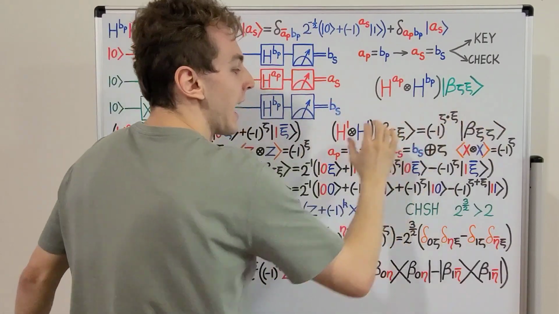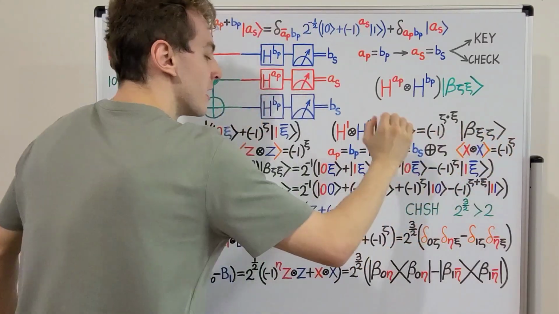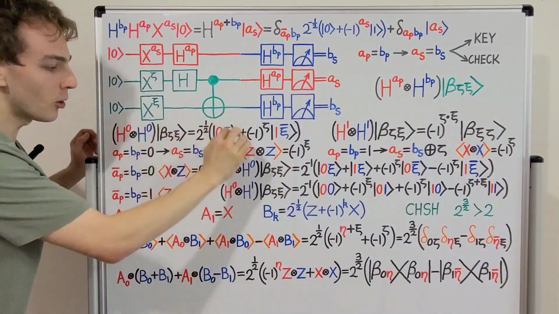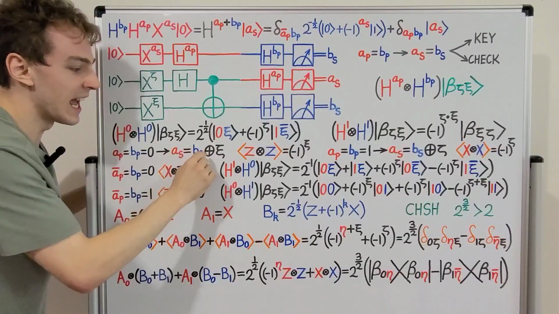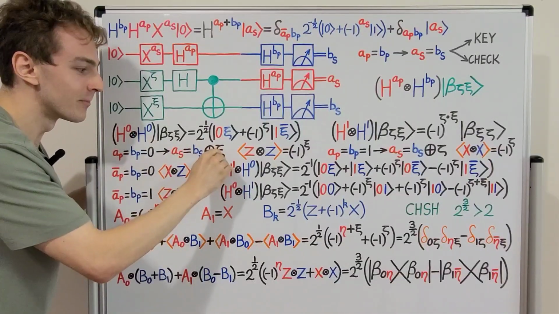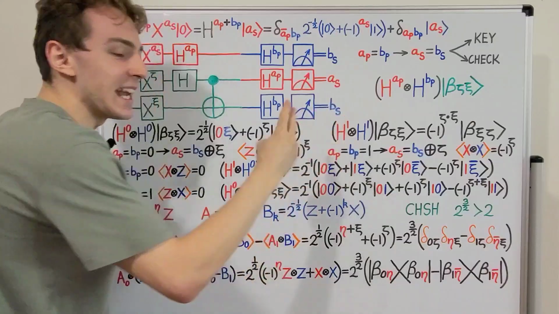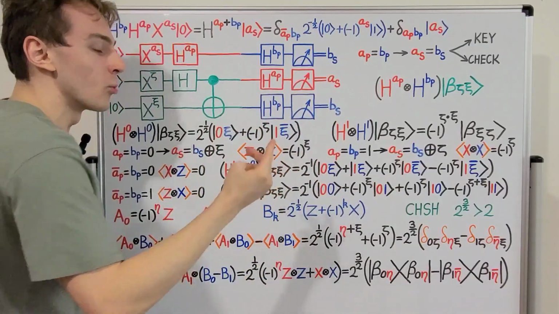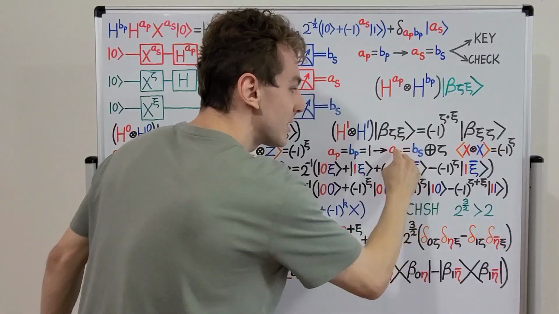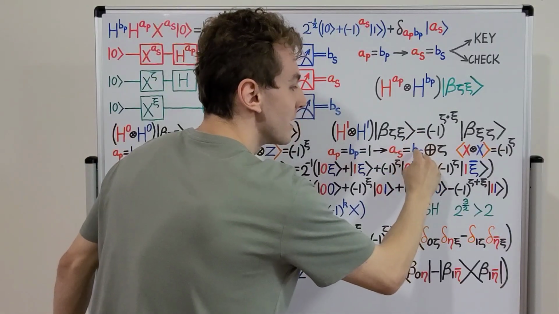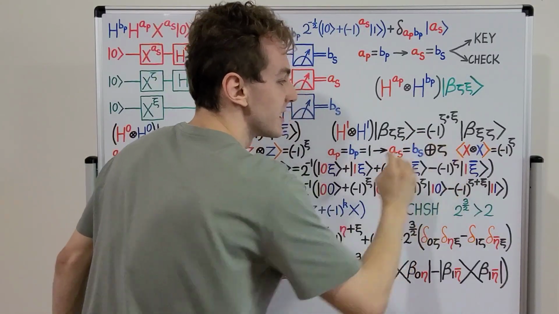Now let's have a look at a different perspective. In this part over here, we saw that Alice's secret bit is equal to Bob's secret bit XORed with the value of xi. But now, because xi and zeta have swapped roles, we're going to have to put zeta over here. So now we have that Alice's secret bit is equal to Bob's secret bit XORed with the value of zeta.